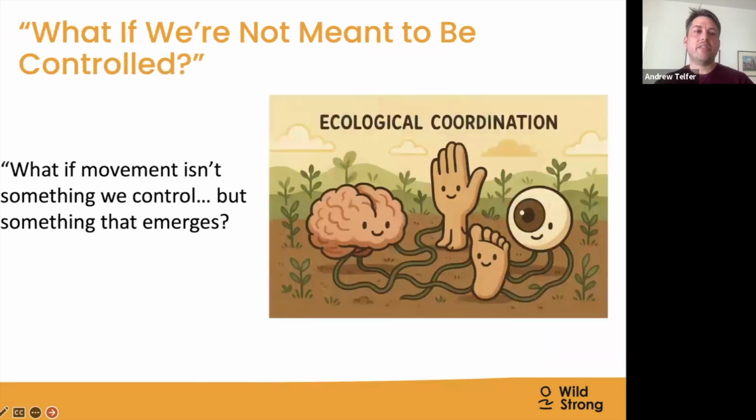But essentially, there are so many issues with this top-down way of thinking about how we learn to move that it's starting to break down, and we're getting away from this idea of a centralized controller, and we're moving more towards this idea of ecological coordination or distributed cognition, distributed movement, distributed mind. There's lots of different ways of talking about it. So if anyone has read any Guy Claxton, he's written about this a lot.